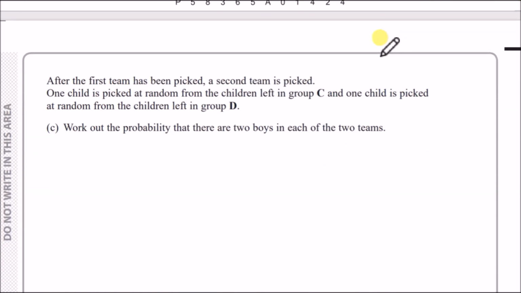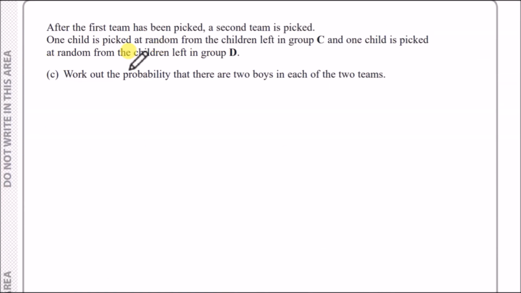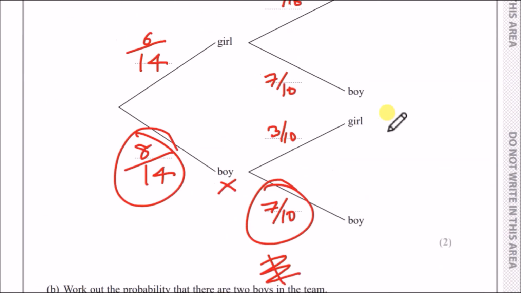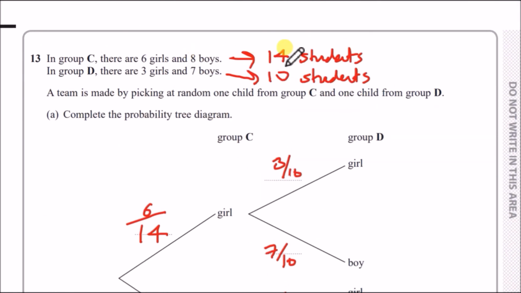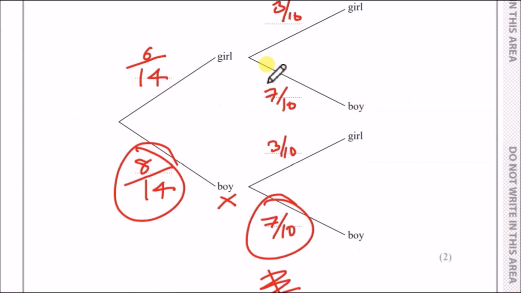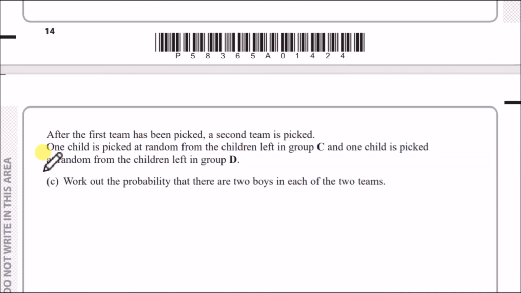Yeah. Now for the next part, it says after the first team has been picked, a second team is picked. Okay, so I'm trying to understand it myself. One child is picked at random from the children left in group C. Okay, so I think we're trying to say when you pick a team, you pick a child. You initially had 14 students and 10 students. That's team 1. So when you pick a student, you now end up with 13 students here and 9 students left, and that goes to team 2. So of course one from that group. Now it says here that one child is picked at random from the children left in group C, and one child is picked at random from the children left in group D.